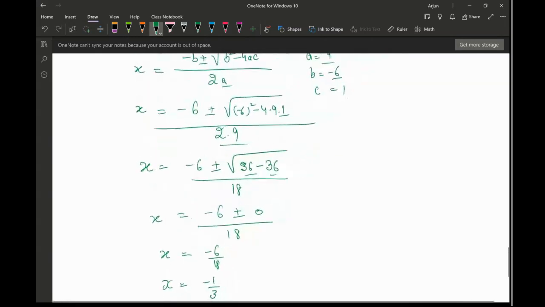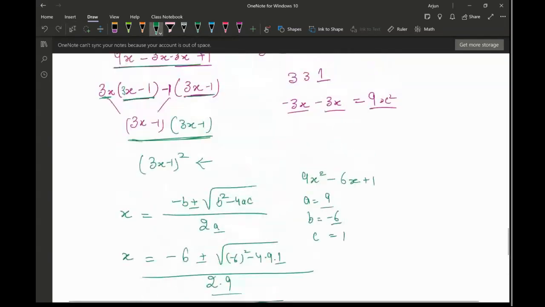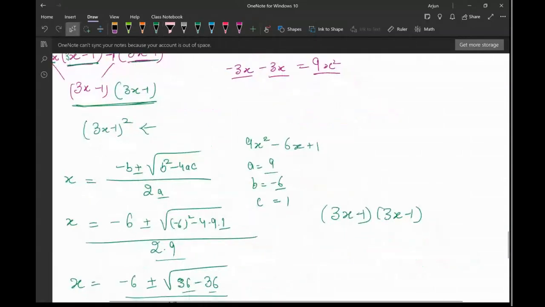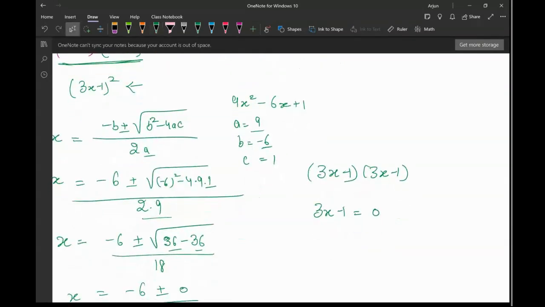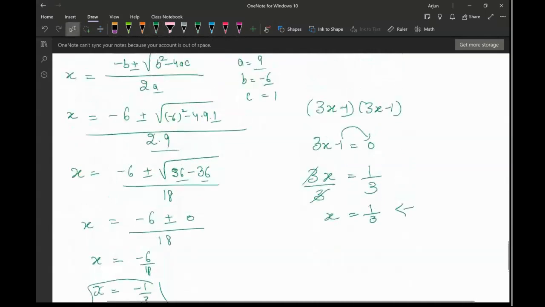So these are the factors I got. Now see it carefully. I got x equal to 1 over 3 negative, whereas here I wrote it totally different, 3x minus 1 times 3x minus 1. That's what I ended up writing. So what does this mean? If I put this thing equal to 0, 3x minus 1 equal to 0, then 3x equals 1, dividing both sides by 3, and the x value will come out to be 1 over 3, which is the same as what we've written here.